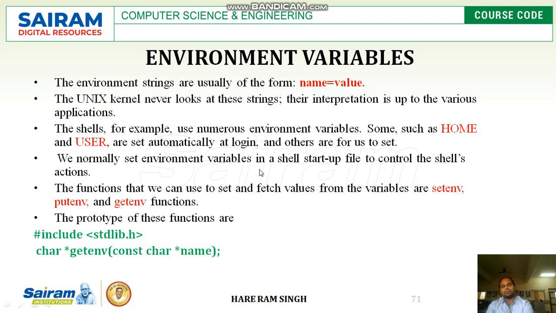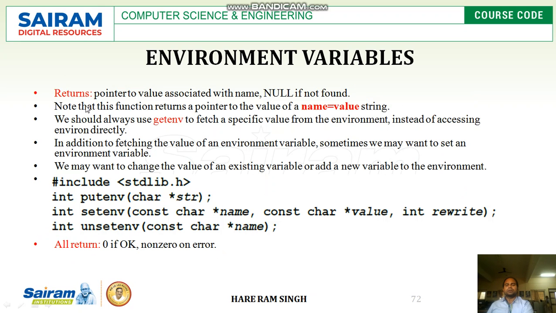We normally set environment variables in a shell startup file to control the shell's action. The functions that we can use to set and fetch values from the variables are setenv, putenv, and getenv. Using these three functions, we can handle the environment variables. The prototype of getenv is char star getenv, const char star name. Getenv is used to get the environment variable, and it returns a pointer to the value associated with name, or null if not found.